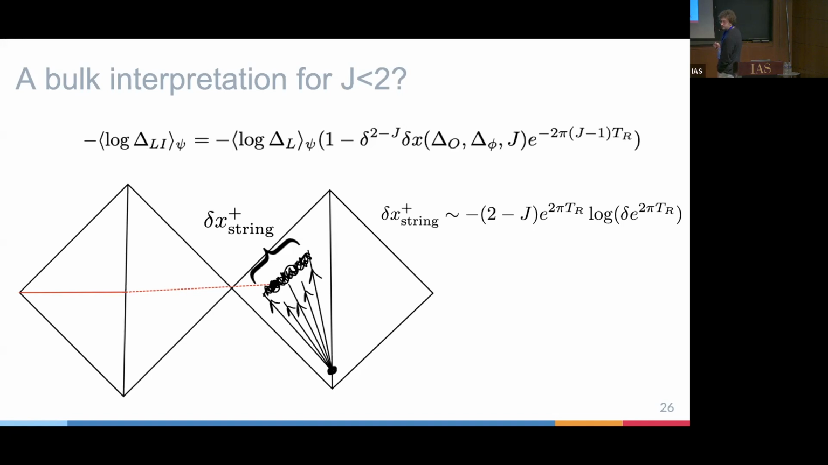So what I've done here is I've just taken the turnover time from this. When this goes to 0, I've solved for e to the 2 pi tr. And then I've subtracted off from that answer the position of the quantum extremal surface in gravity. Then I took the j close to 2 limit, and I expanded out. When you do that, you get an answer which has some e to the 2 pi tr.